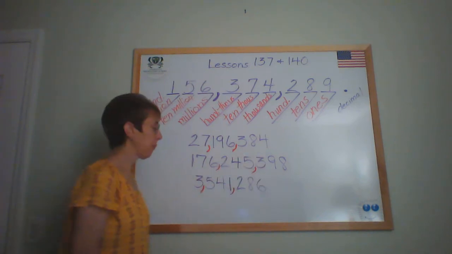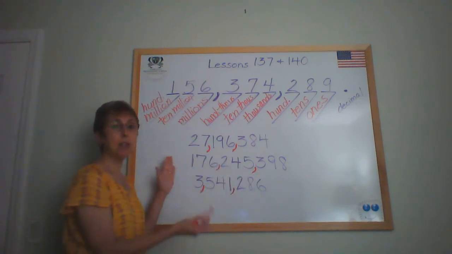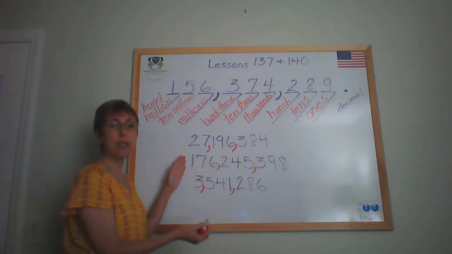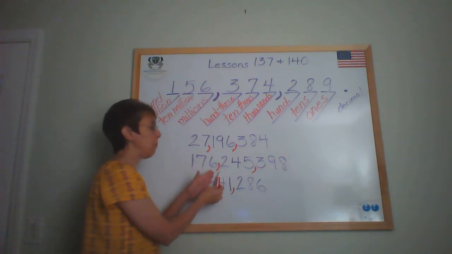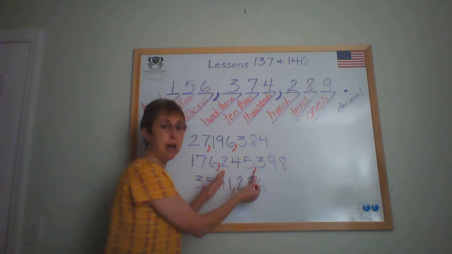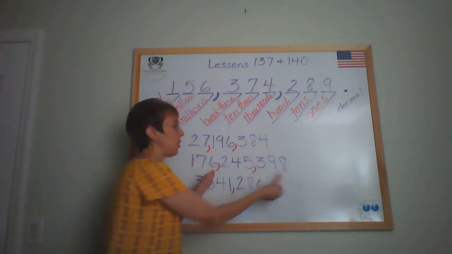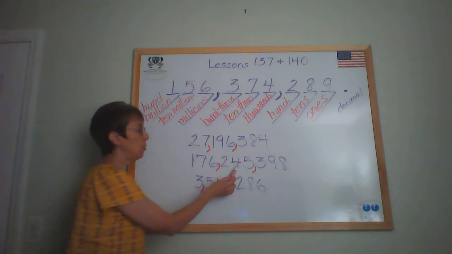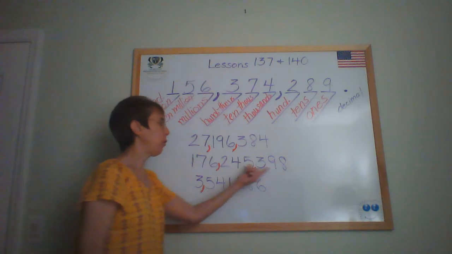27,196,384. Okay, look at the number before the comma. First thing I notice, 2 commas, I have a number in the millions. I read this 3-digit number, 176. This comma tells me to say million. 176 million. I read the next 3-digit number, 245. This comma tells me to say thousand. 245,000. And then this 3-digit number, 398. 176,245,398.